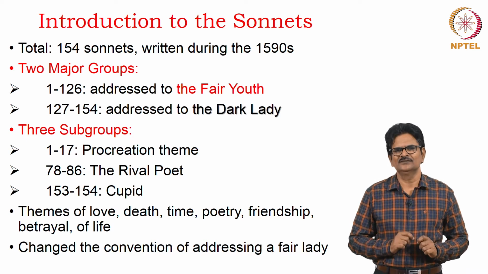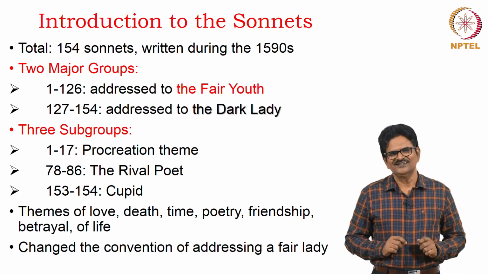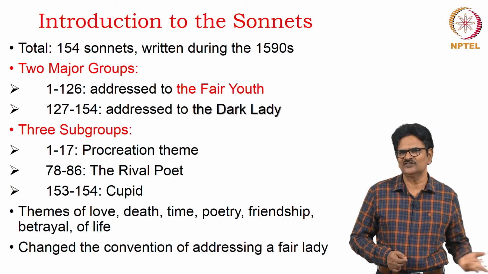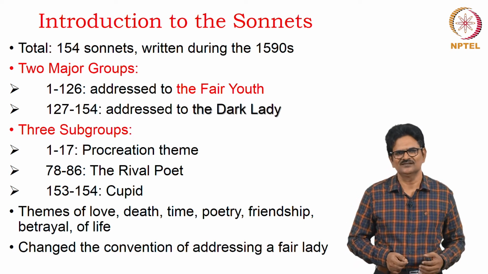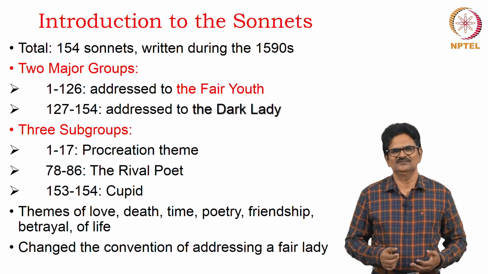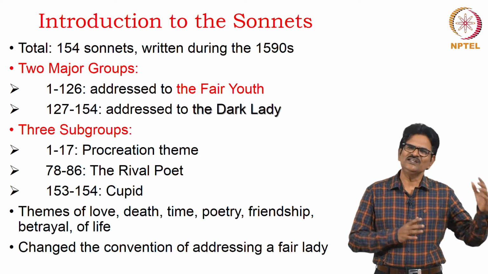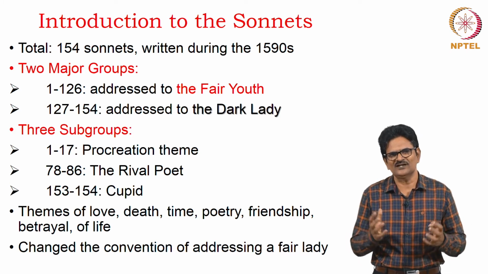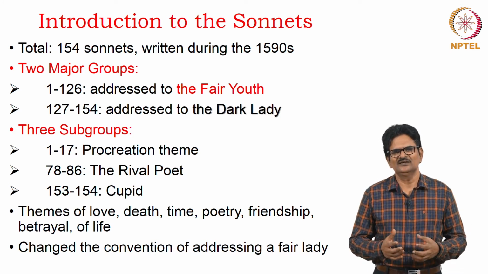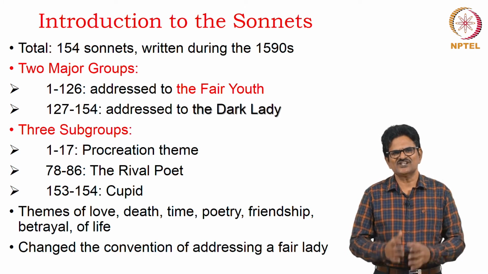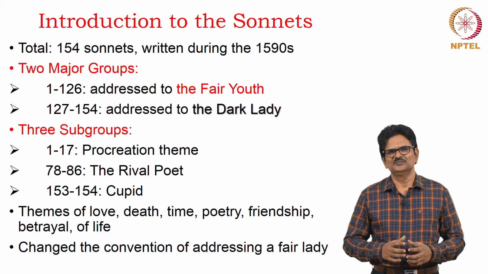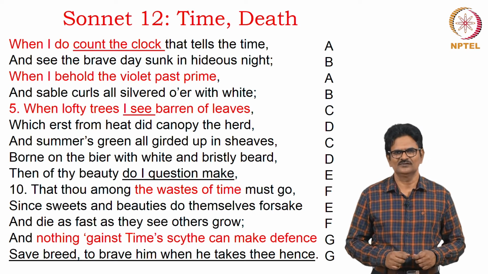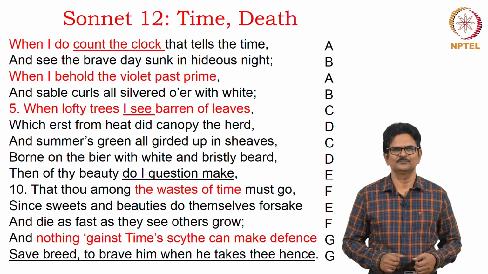Further, we find that this dark lady is not chaste or virtuous like the ladies that can be found in other sonnet sequences, particularly Petrarch and Dante. Here we find a promiscuous lady who is dark not only in color but also in character. That is why this particular sonnet sequence from Shakespeare has been a mystery and a kind of strange attraction for readers throughout the world. First, we will read sonnet number 12, which deals with time and also death.